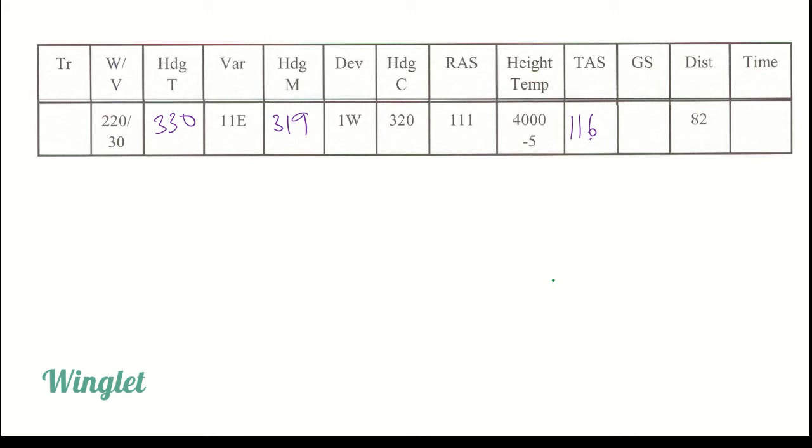So let's draw it. It's a good idea to draw it because it helps you visualize. We are heading 330. That means if this is north, we are heading 330, and at a speed of 116 knots of TAS. So this is heading and TAS, that is your true air speed.